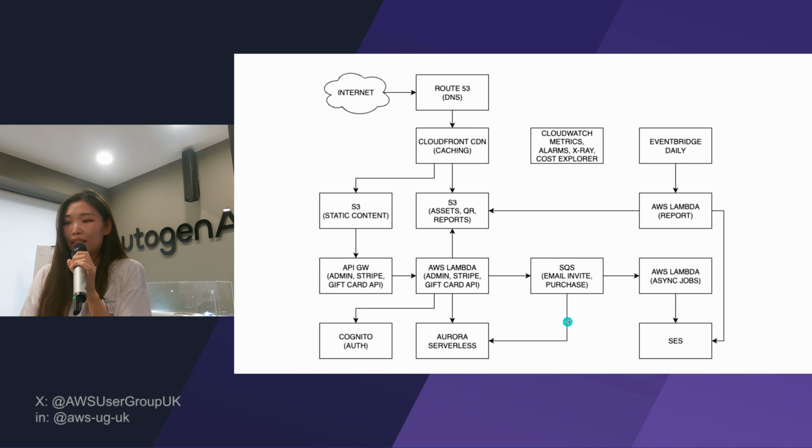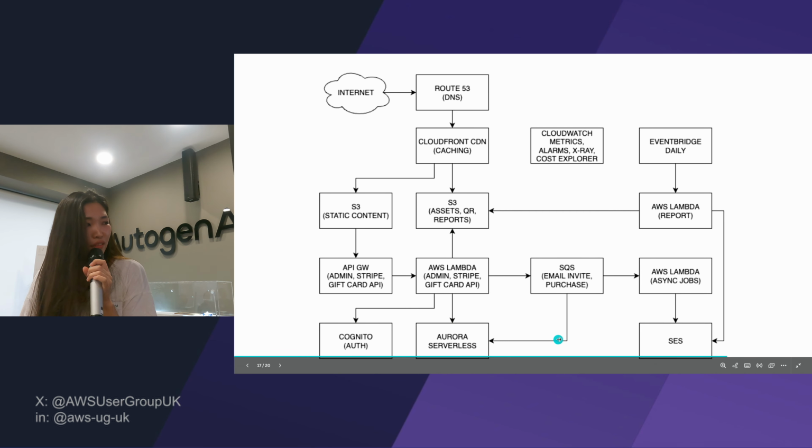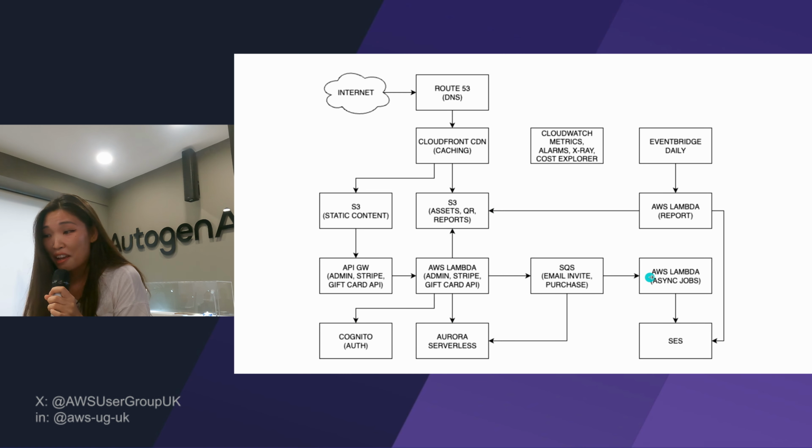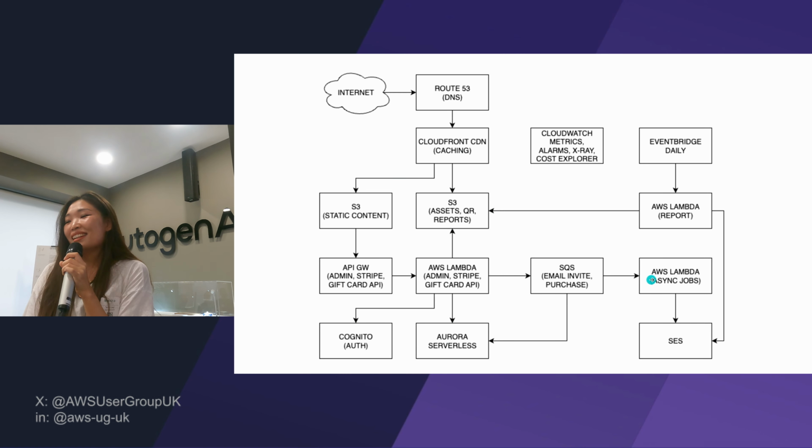And here I made a mistake. I'm sorry, it's a bit wrong. This arrow is not supposed to be here. It's supposed to be here, from a Lambda to the serverless database. Yeah, I don't think it's a big problem. So just imagine this arrow is coming from here, okay?